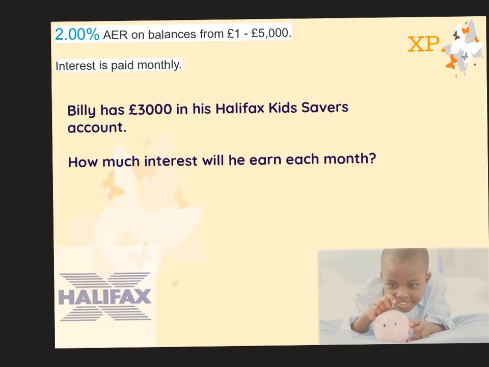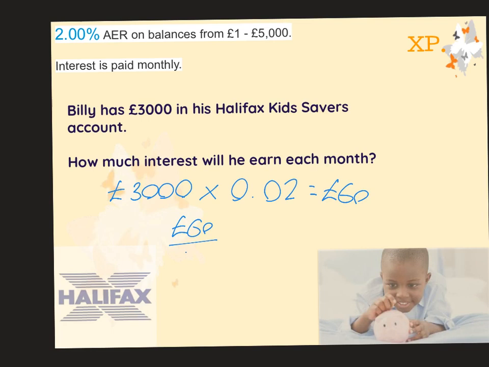Right, Billy has £3,000 in his account. How much interest will he earn each month? So all you have to do basically, because obviously it's paid monthly, is you do it for the year like you've just done. £3,000 times 0.02 is £60, and then your £60 divided by 12. He'll get an extra £5 a month into his account.